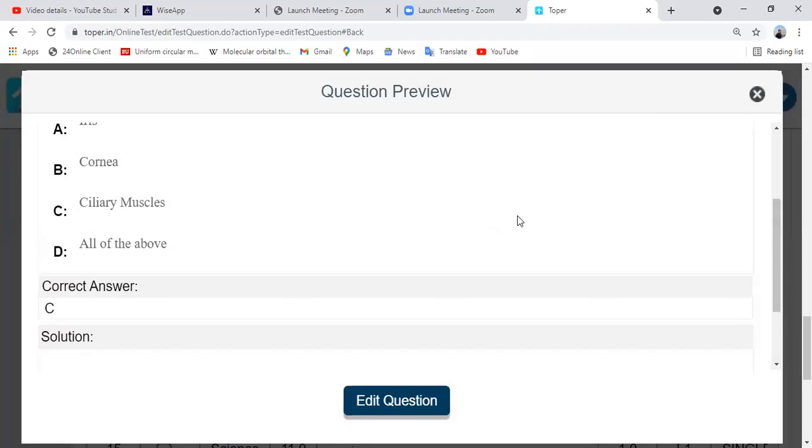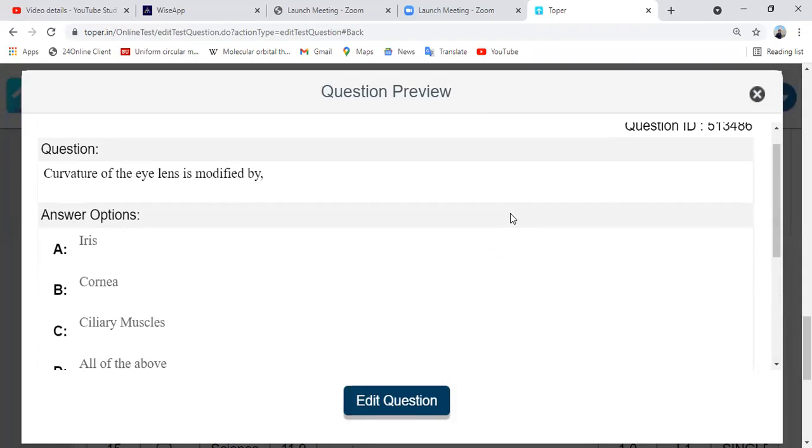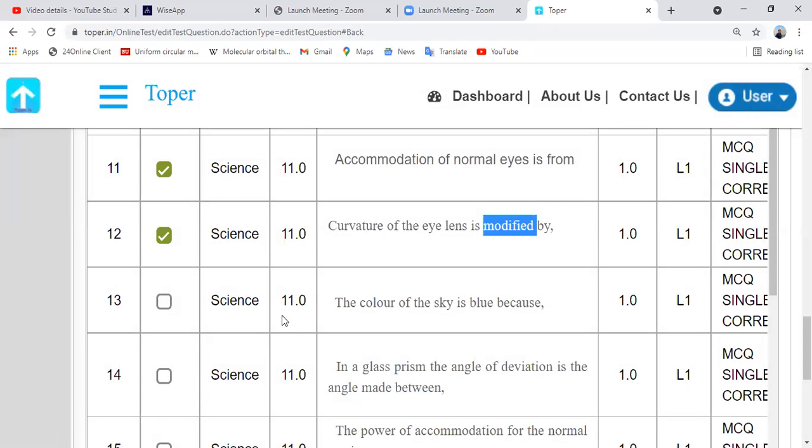What is the question? The curvature of the eye lens is modified by the ciliary muscles, because ciliary muscles are responsible for adjusting the focal length. Yes, sir. So ciliary muscles is the answer, not iris and cornea. The iris is a small muscle which gives the color of the eye, and the cornea is a single layer.